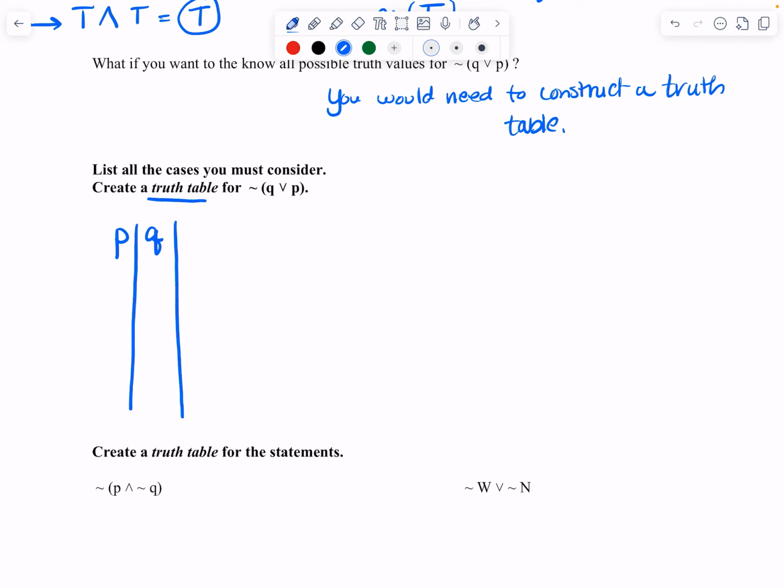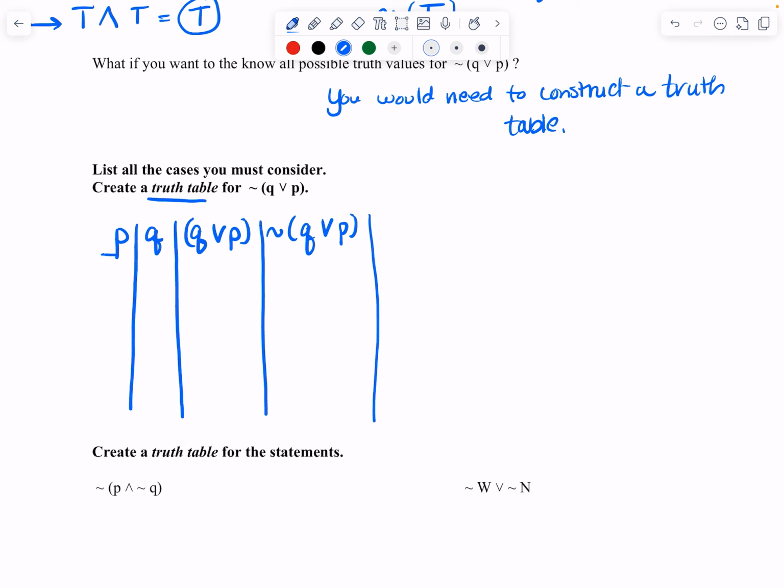So in order to build it out, I have to follow the order of operations. It's said to do inside parentheses first. So this next column is going to be Q or P. So I did parentheses first, and then I work my way outwards, which I have a negation. So negation of Q or P will be my absolute last column.